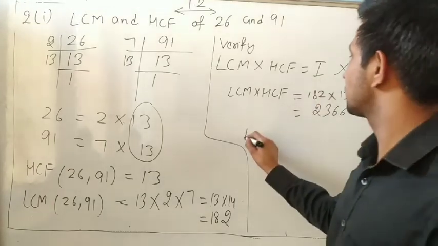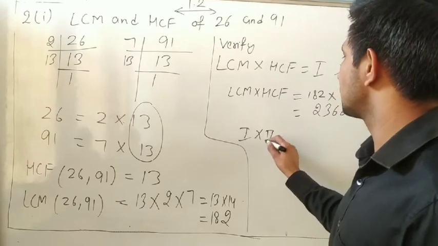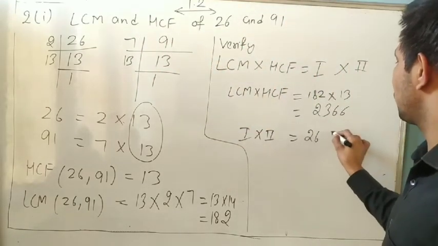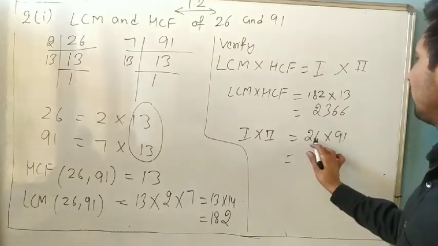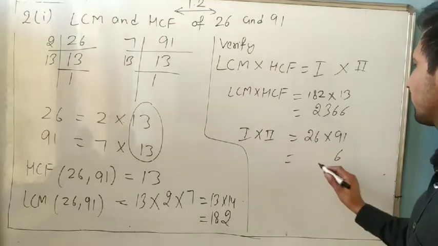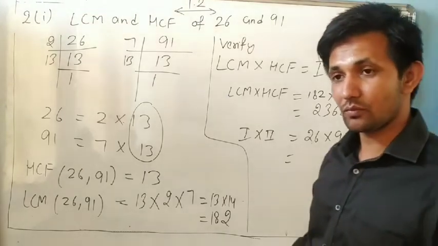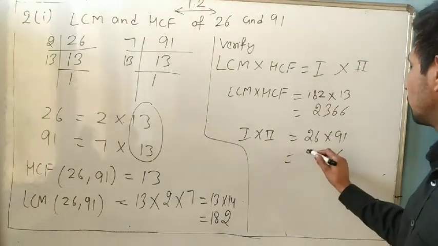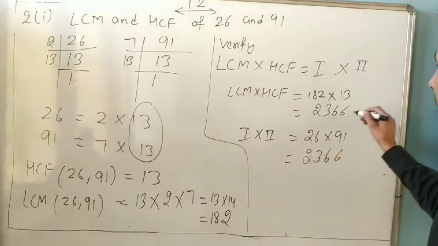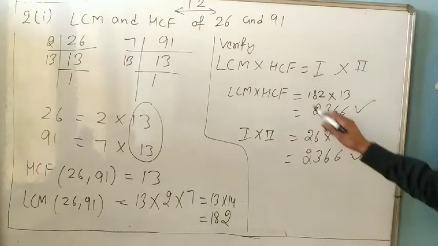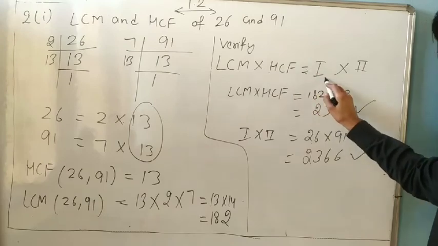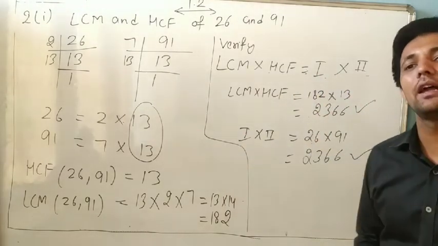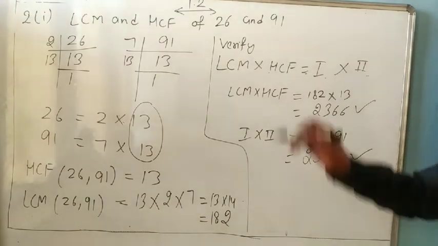Now first number into second number. 26 into 91. 26 into 1, 26. 26 into 9, 234, plus 2, 2366. Both are equal. Yes, LCM into HCF equals first number into second number. So it means our answer is right. Understand? So always remember this formula.